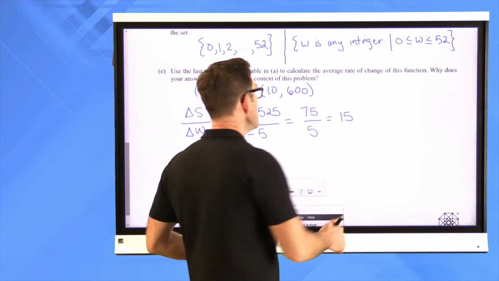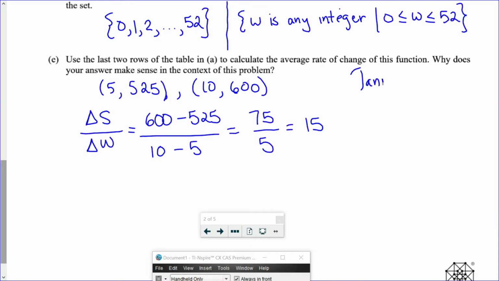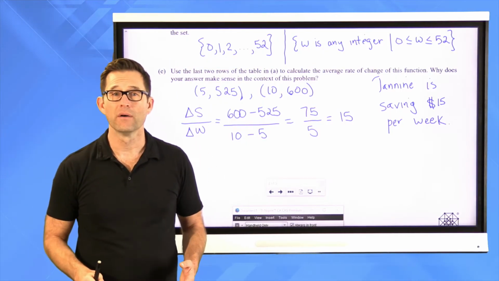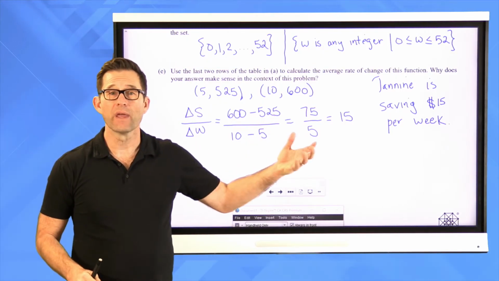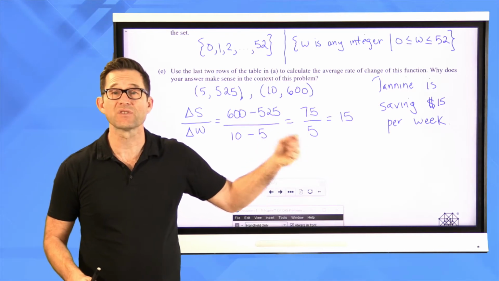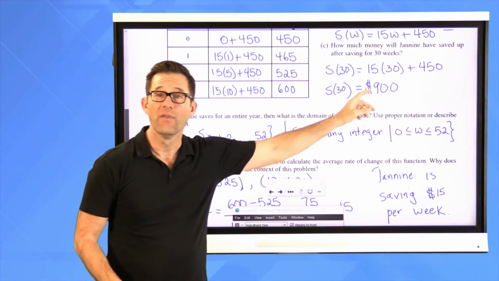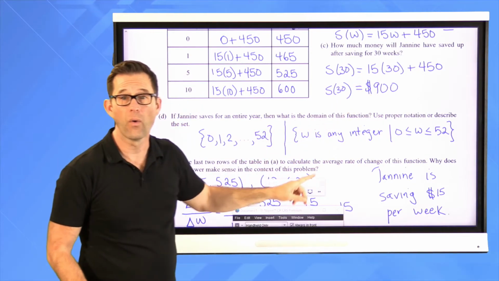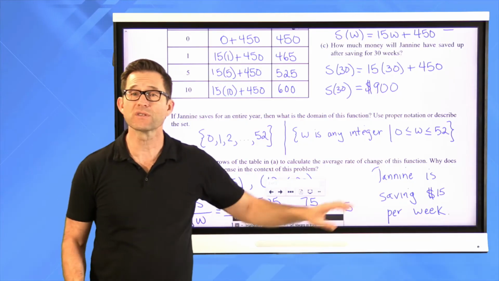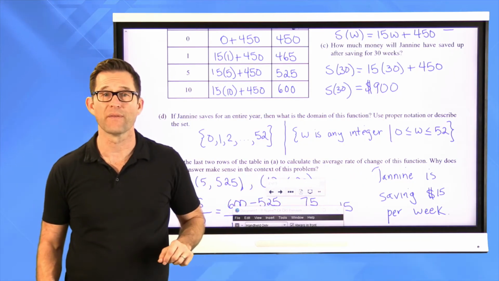It makes sense because Janine is saving $15 per week. In fact, had we gotten anything but 15 there, it would have had to have been wrong, right? I mean, the average rate of change of a linear function is its slope. So if we had gotten something like 25 there instead of 15, then either that would have been wrong or our answer down here would have been wrong. So this is just kind of a little check to make sure we're thinking about this properly.